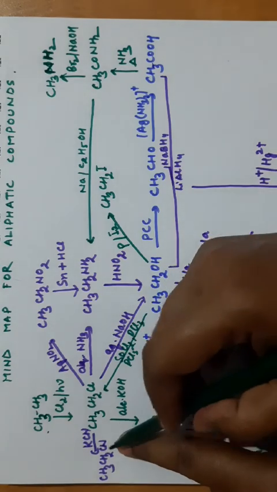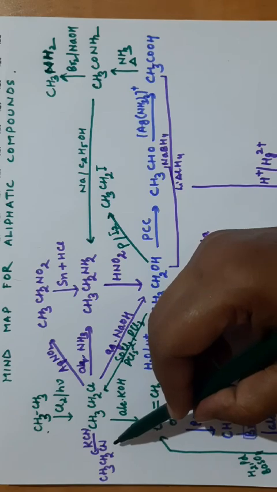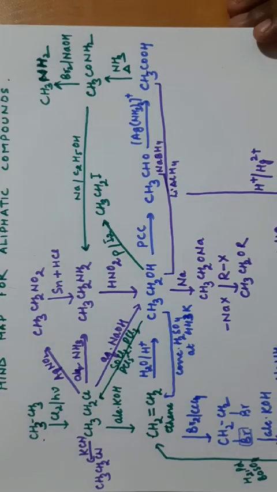All the reactions of cyanides I have discussed in another video. You can watch that video to know the mind map for reactions of aliphatic compounds containing nitrogen. So we have discussed many reactions of aliphatic compounds, their interconversions in this session. I have already discussed the reactions of cyanides, the reactions of aldehydes and acids earlier in a video.